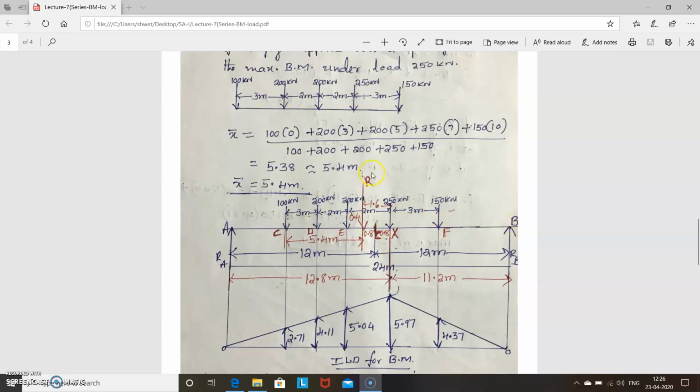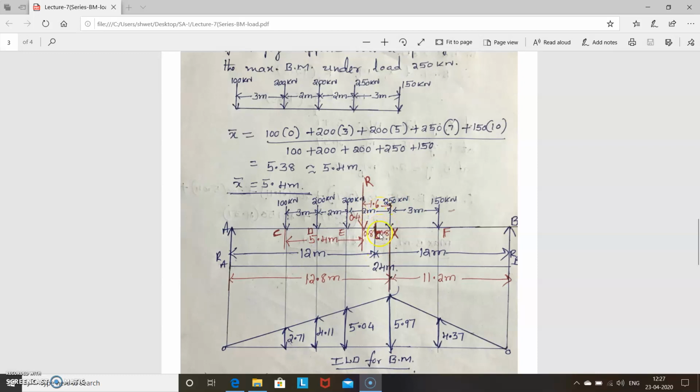You have to mark the resultant now, which lies at a distance of 5.4. Where is 5.4? Till here it is 3 plus 2, that is 5, so 5.4 comes somewhere here. Till here it is 5, so this distance is 0.4. The full distance here to here is 2 meter, so 2 minus 0.4 is 1.6. So the distance from the resultant to the given load is 1.6.